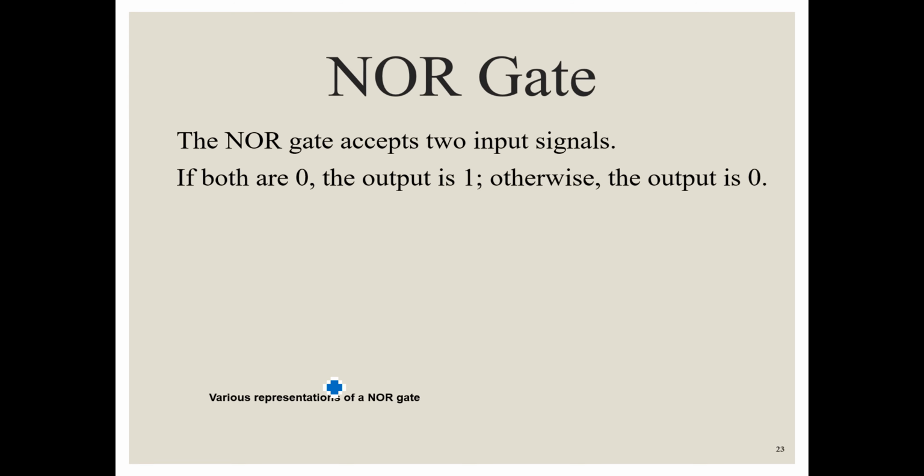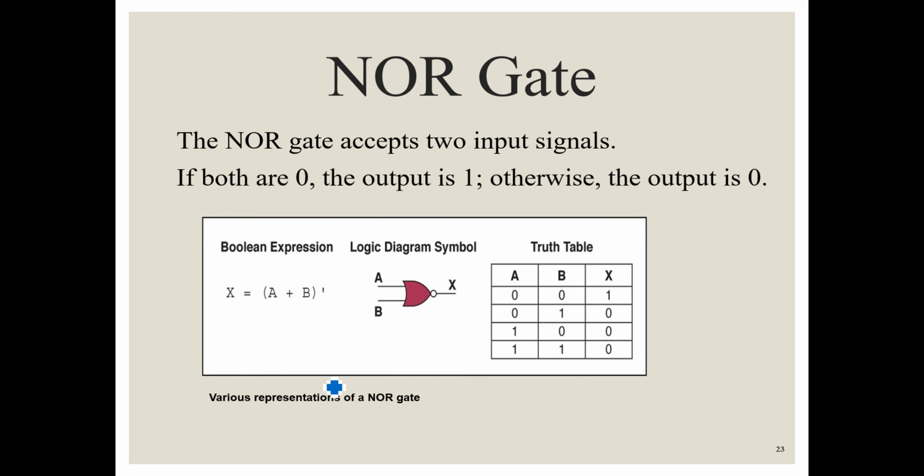Next, we'll see the NOR gate. The NOR gate is a NOT of the OR gate. So the NOR gate accepts two input signals. If both the inputs are 0, the output is going to be 1. Otherwise, the output is going to be 0. It's an exact opposite to the OR gate. You can see the symbol here and its Boolean expression. The expression for the OR logic is A plus B. But since it's a NOT of OR gate, it will be A plus B whole bar.